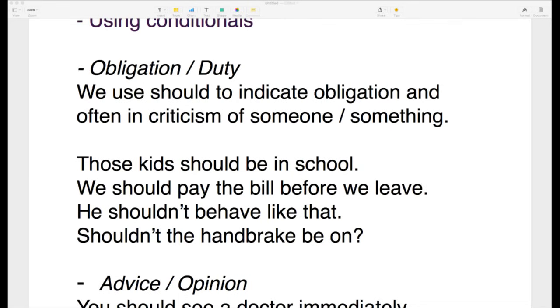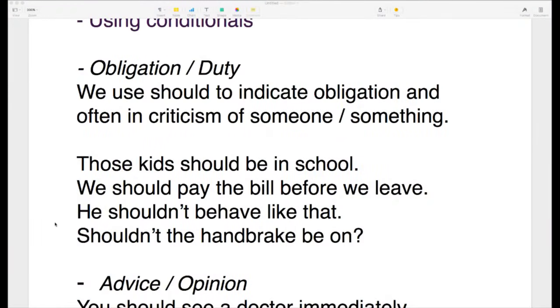Another example here is, we should pay the bill before we leave. So imagining we're at a restaurant and we're just about to go, and then I say, oh no, hang on, we haven't paid. We should pay the bill before we leave. Of course, you don't want to leave without paying.